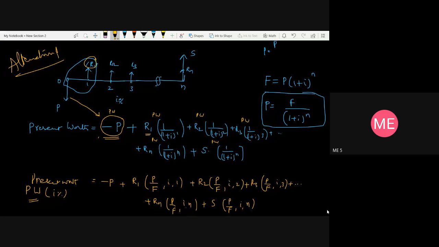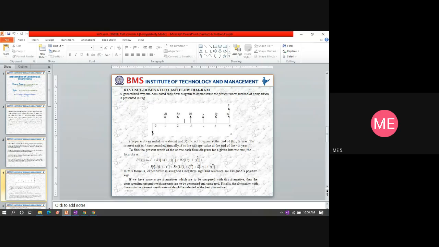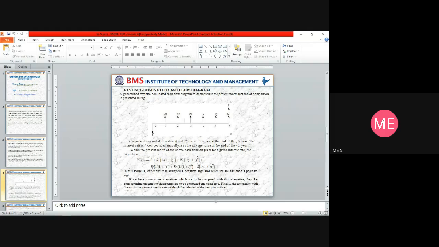It is either a profit or a cost. So on which decision you want to take, if it is a cost, then the one which gives the minimum present worth will be taken as the best alternative. If it is profit oriented, that is, you are looking at maximizing the profit, then the alternative which gives the maximum present worth will be taken as the best alternative. So this is how you can calculate the present worth of this particular revenue dominated cash flow diagram.